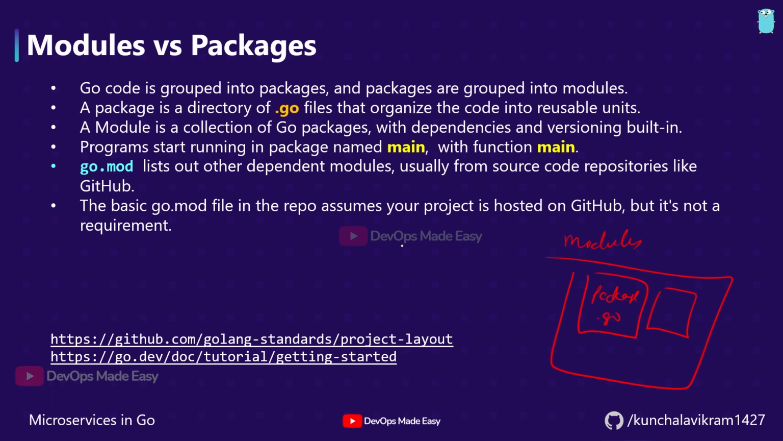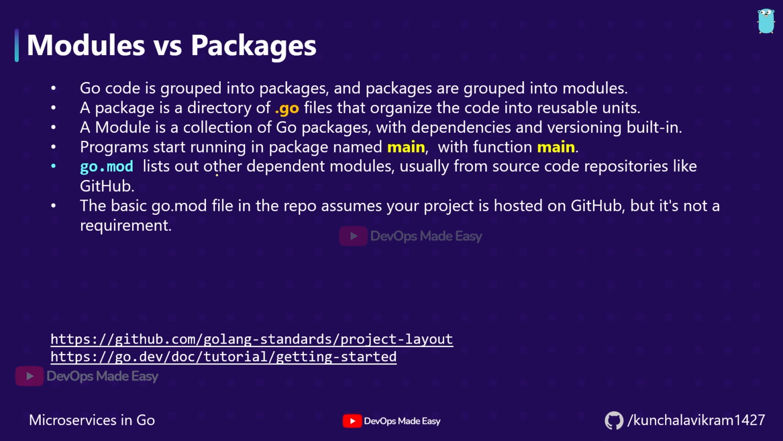We are going to understand what this dependency and this versioning are. Programs start running in a package known as main. So your main program starts with a package known as main. That is where your program execution usually starts. And inside this package main, we'll have a function known as main. In the demo also, we are going to see it very clearly.